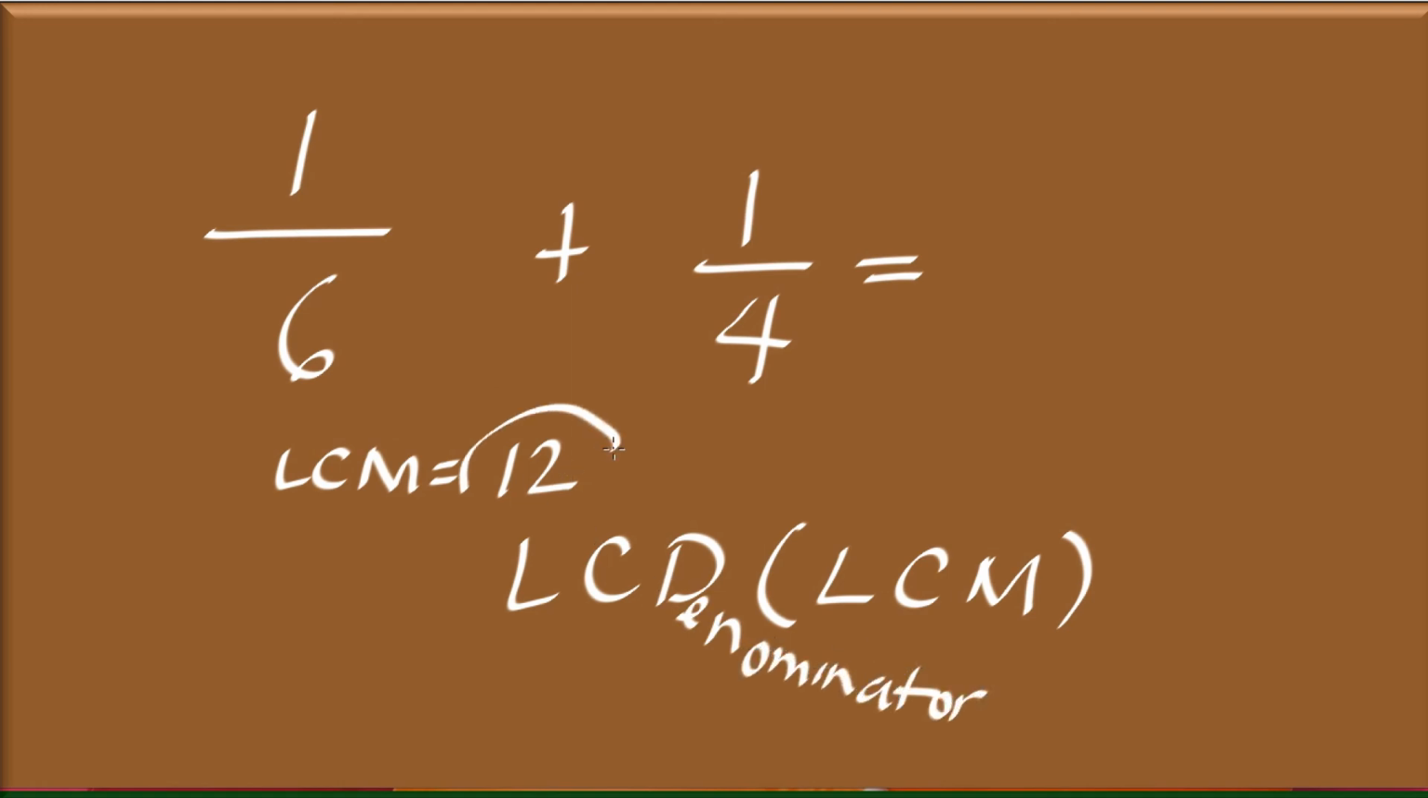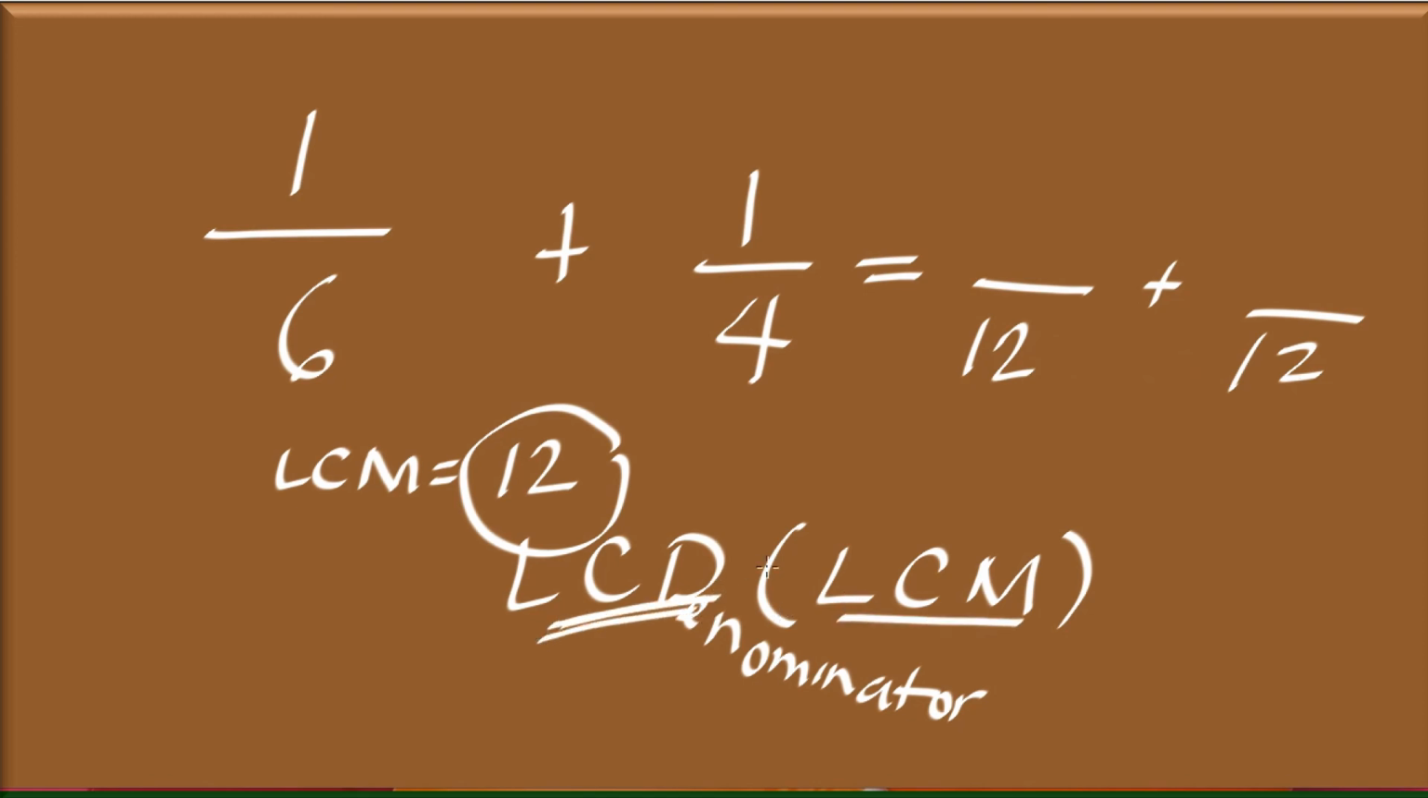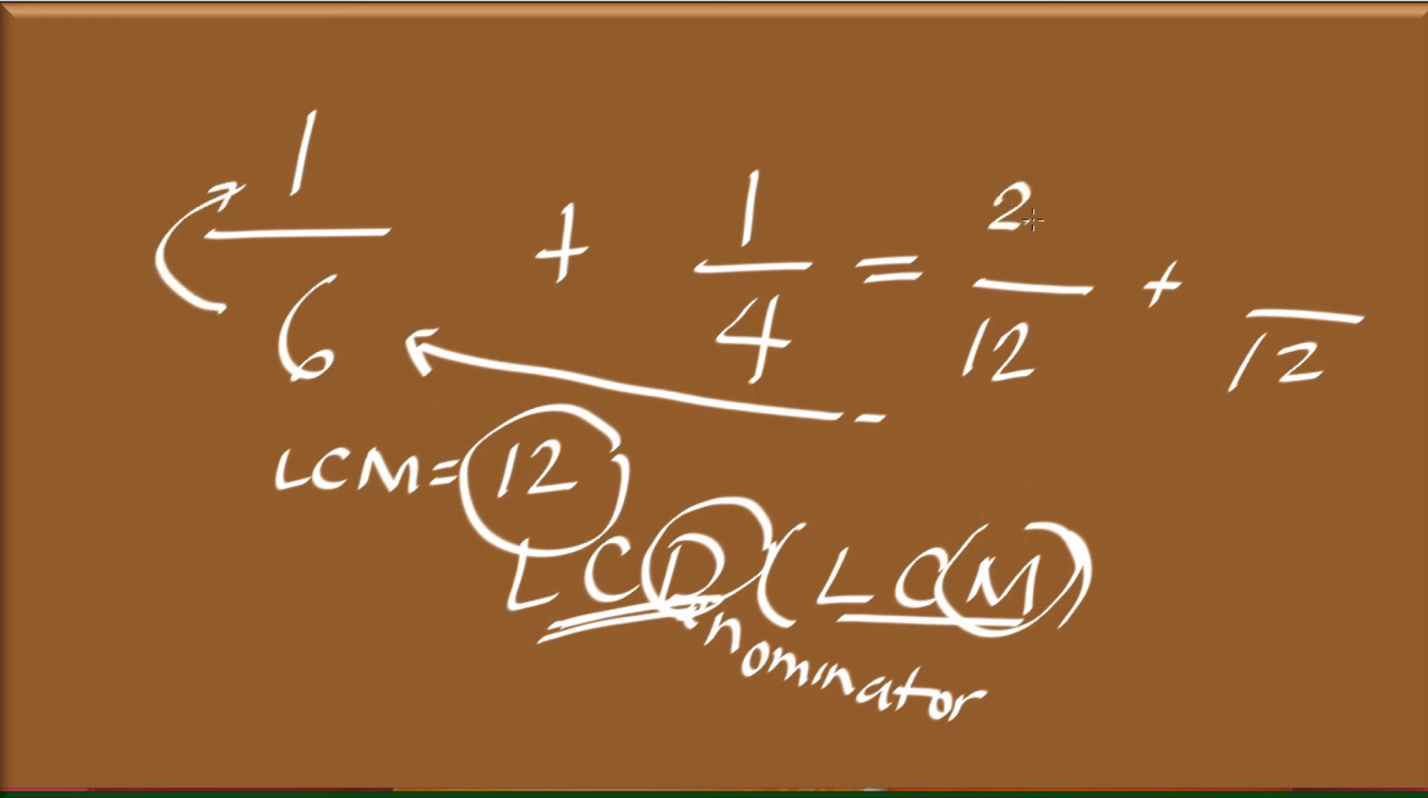Now this 12 is the LCM, but since we're using it as a denominator, we're going to call it now the least common denominator. So in other words, LCM is the same concept as LCD. It's just the D and M that look different, but actually they're the same concept. Okay, so we can do it this way, like 12 divided by 6 is 2, and then 2 times 1, you get this 2 here. Then 12 divided by 4 is 3, and 3 times 1 is 3.